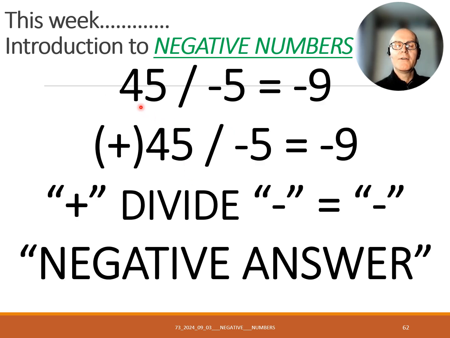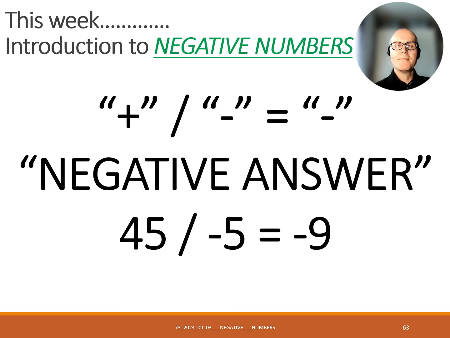Similarly with this one, 45 divided by negative 5 equals negative 9. A positive number, positive 45, divided by a negative number, negative 5, equals a negative answer, negative 9. Any positive number divided by any negative number will be a negative answer. Positive 45 divided by negative 5 equals negative 9.